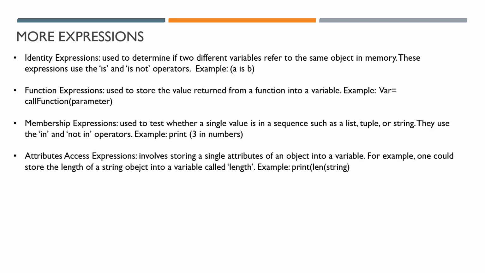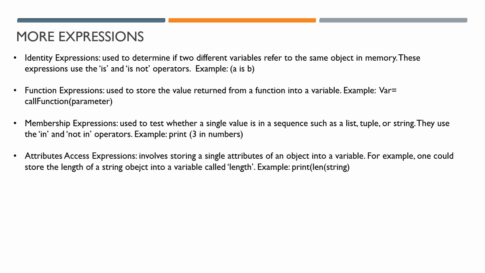Identity expressions are used to determine if two different variables refer to the same object in memory. These expressions use the is and is not operators. Function expressions are used to store the value returned from a function into a variable. Member expressions are used to test whether a single value is in a sequence such as a list, tuple, or string. They use the in and not in operators.